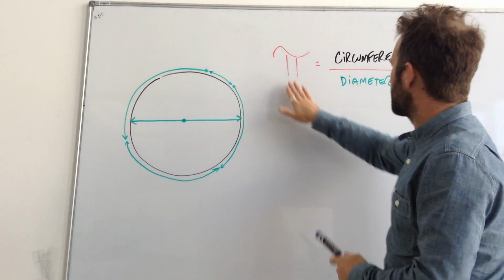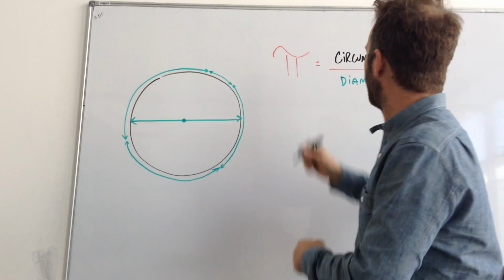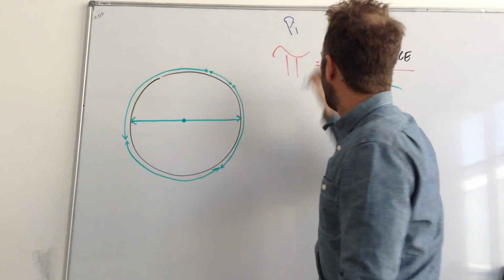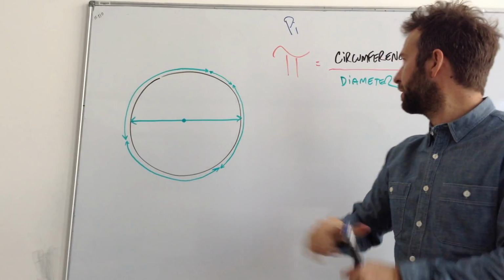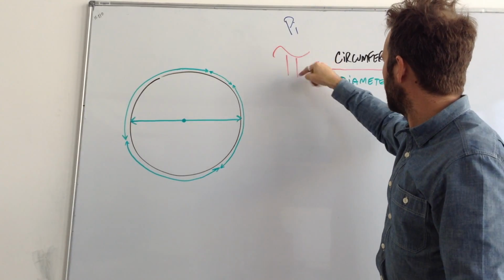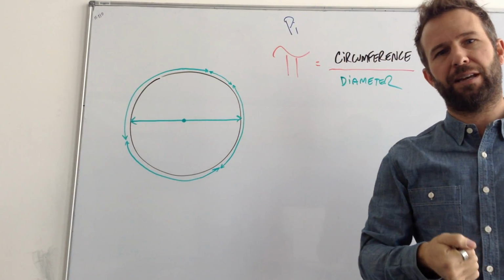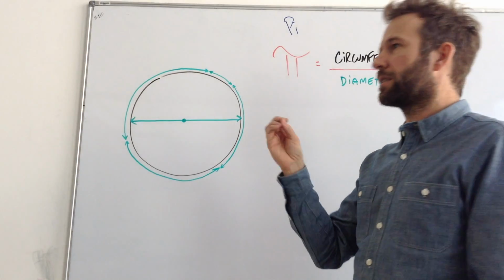Okay? So first off, this is the symbol for pi. So if you want to write pi, it's just pi, but we often just draw this symbol. So there's a squiggly line followed by the two lines coming down like that. So that's the symbol for pi.